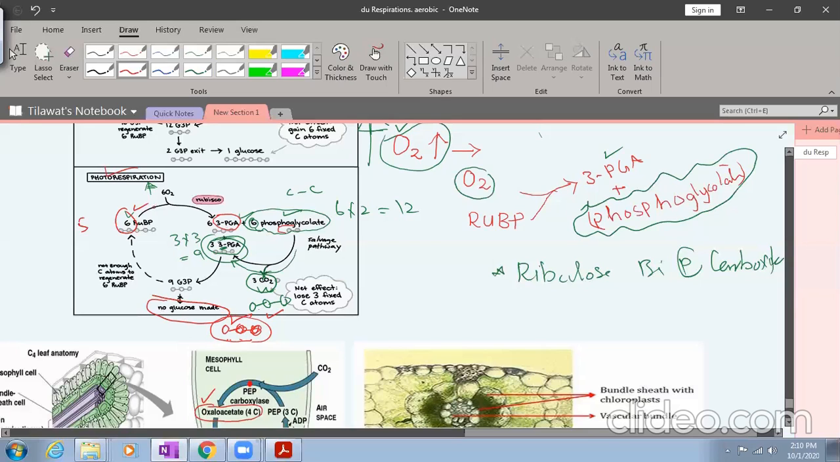In order to avoid this problem of photorespiration, some plants, those living with high intensity of light and in which oxygen concentration is more, have certain adaptations to avoid that problem of photorespiration. So what are those adaptations? Let us do.